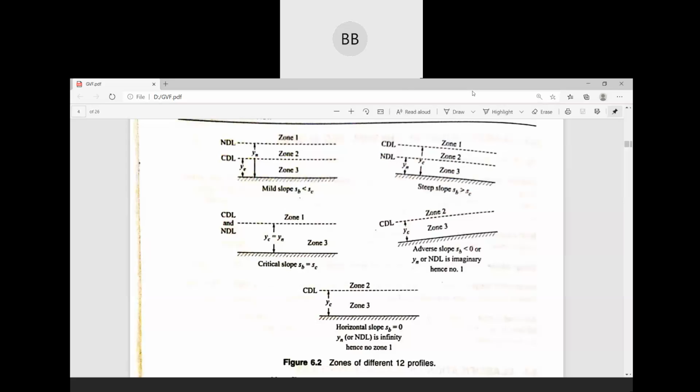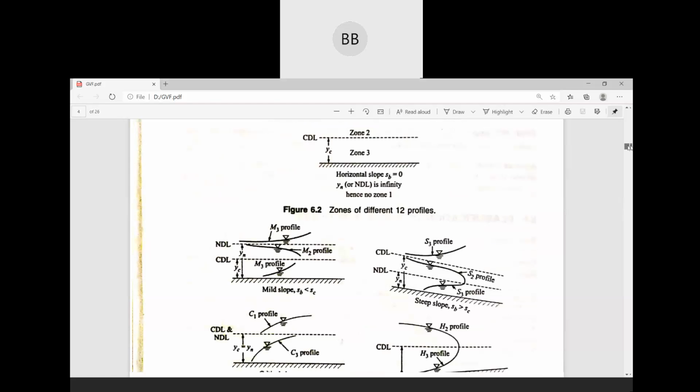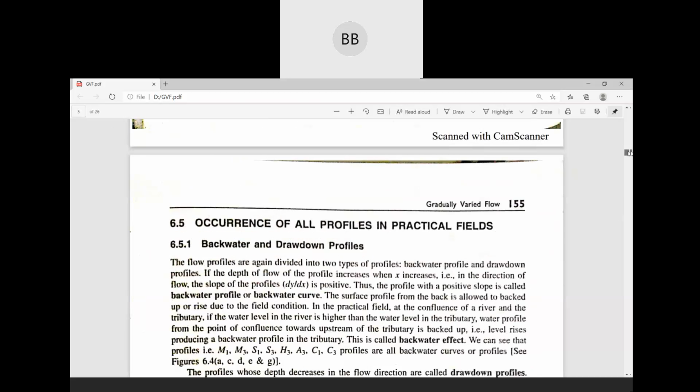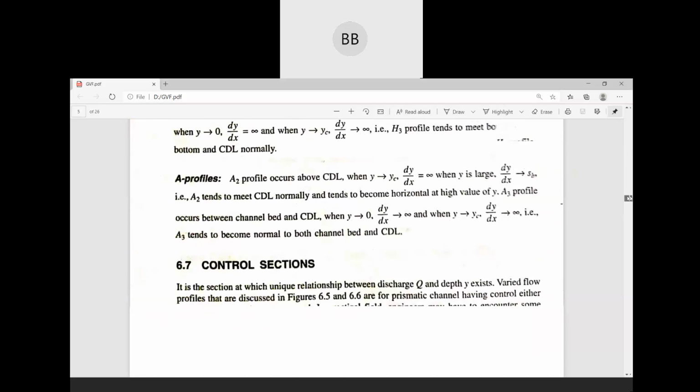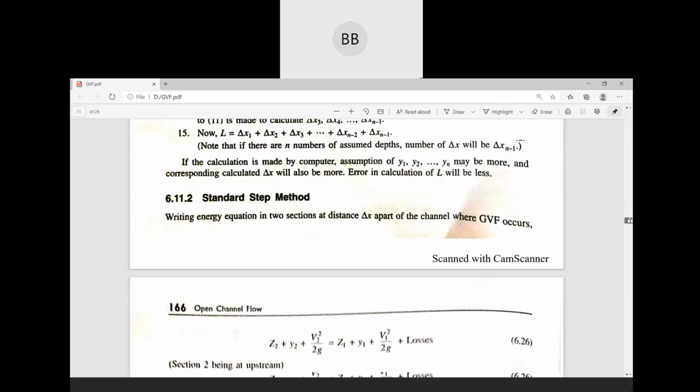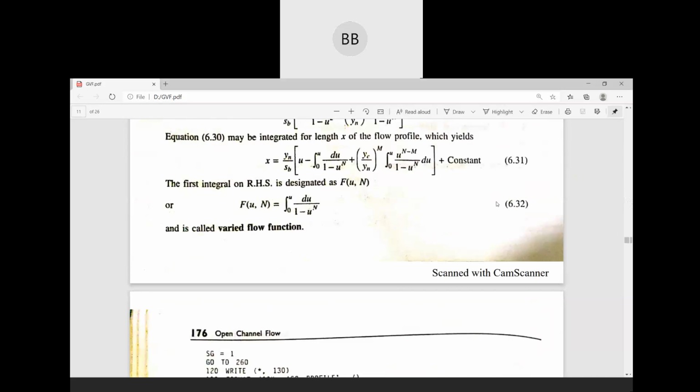Okay, so we have discussed this thing now. Okay, fine, no issue. Different methods. We solved numericals related to your gradually varied flow.